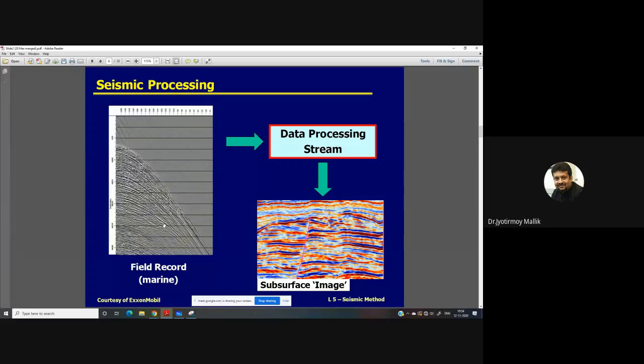Now, by the way, if I join these wiggles, the lines that we get are called reflectors. Okay? If we join these wiggles, the lines that we get are called reflectors. Now you can see that these reflectors are, of course, slanted.